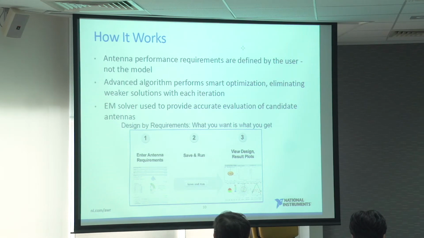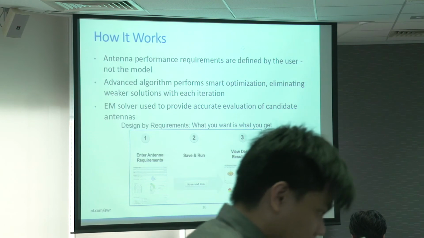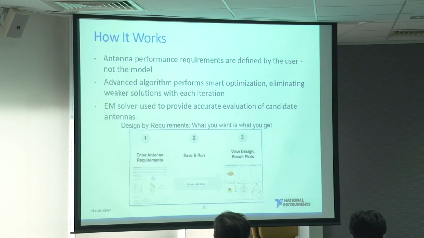It has some advanced algorithms for optimization, as in the example I showed before. And there's an electromagnetic solver that we use to provide an accurate evaluation of all the candidate antennas. So what we're doing is design by requirements. What you want is what you get. So you enter your requirements, you save and run, and you view the results. So next slide.